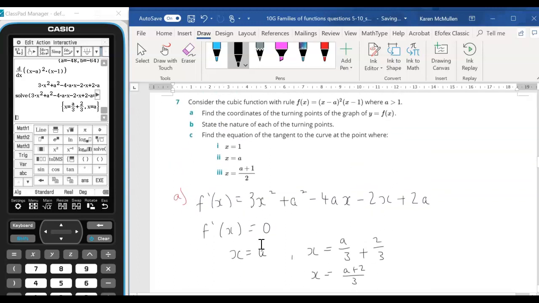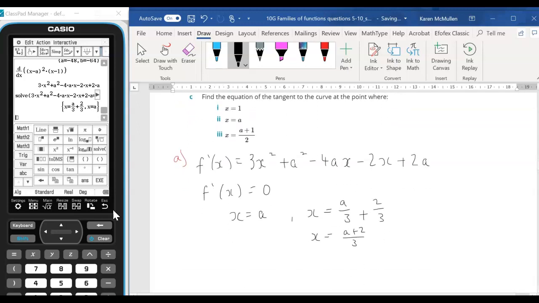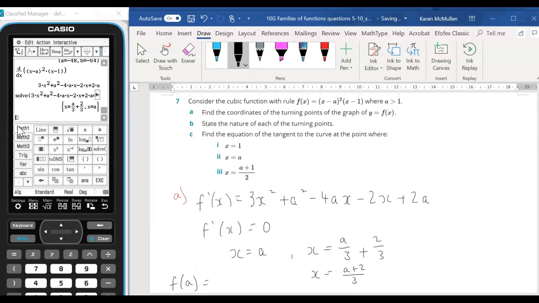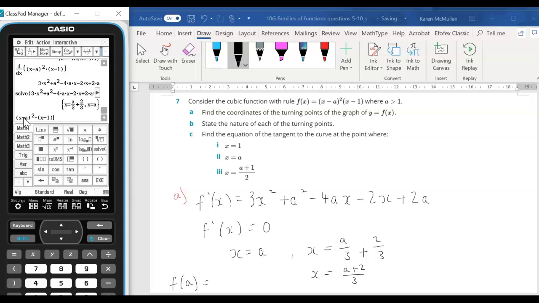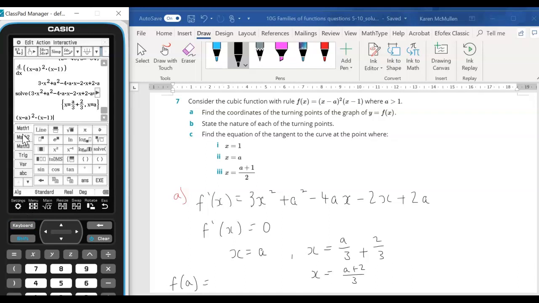So it does say find the coordinates of the turning point. So what I need to do is substitute a back into f of a to get the y coordinate. Now this is where it would have been good to define on the calculator, but I'm just going to do this. Good thing about your calculator is you can copy and paste. So there's our original function, and I go to the menu, given that x equals a.